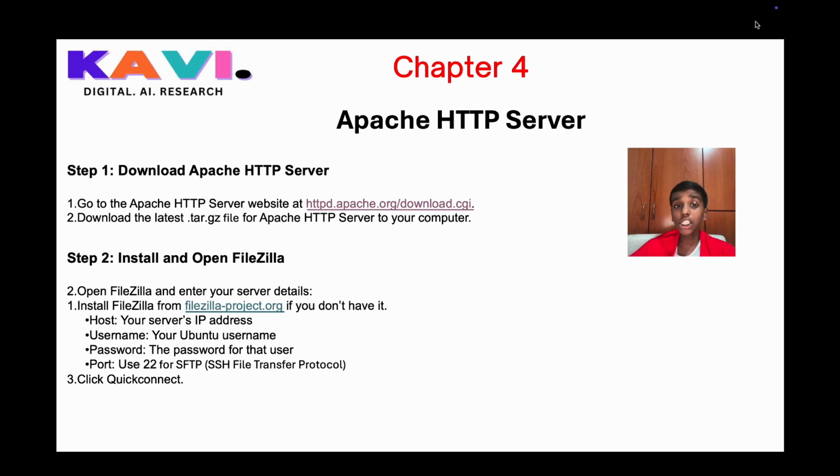So once you have opened it, here it will ask you these four things. It will ask you the host, meaning your server IP address, your username, your Ubuntu username, the password for that user, and the port, which is 22 as per the SFTP, SSH file transfer protocol. So let's go to our FileZilla to write that.